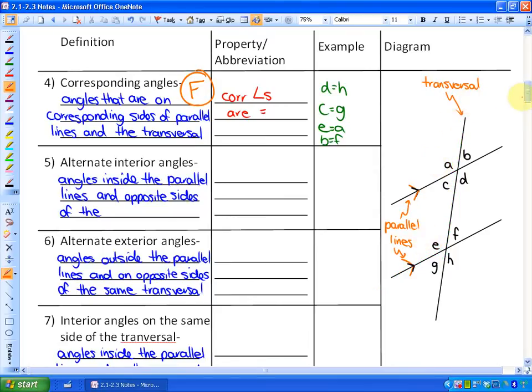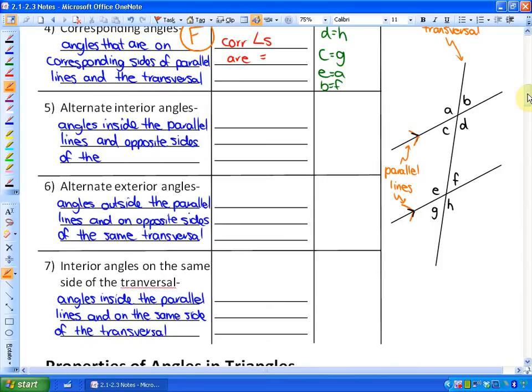All right, the next definition is alternate interior angles. Alternate interior angles are angles that are inside the parallel lines, but on opposite sides of the transversal. So if you look at here, again, here are the parallel lines, and here's the transversal. So inside the parallel lines and opposite sides of the transversal.